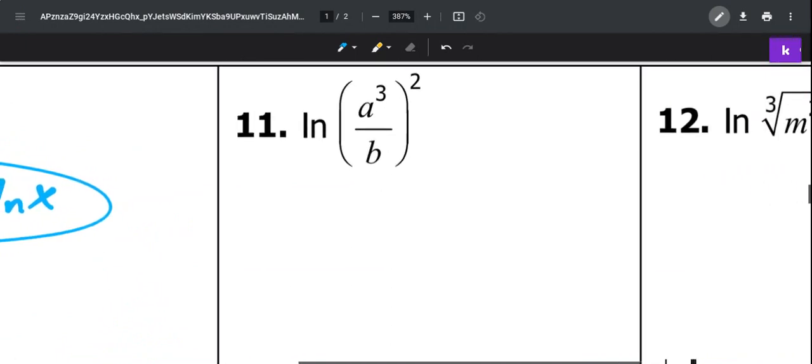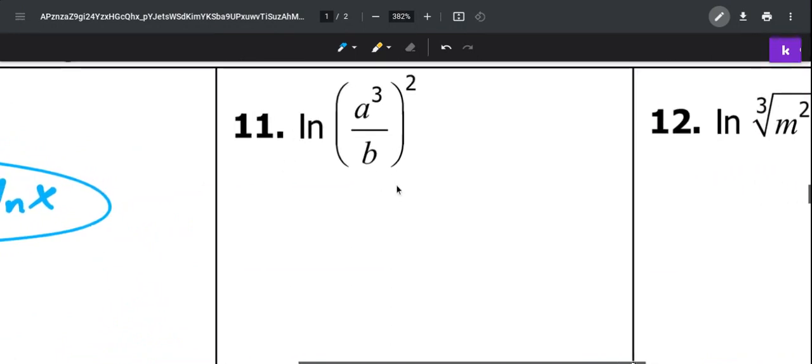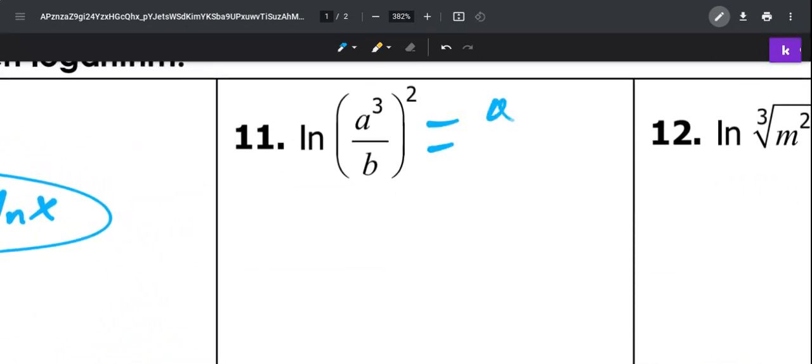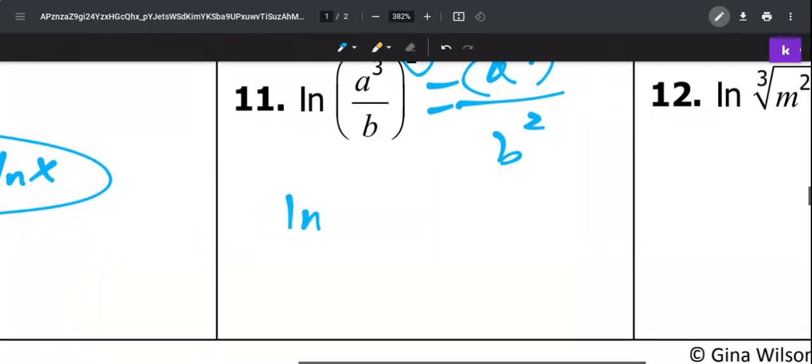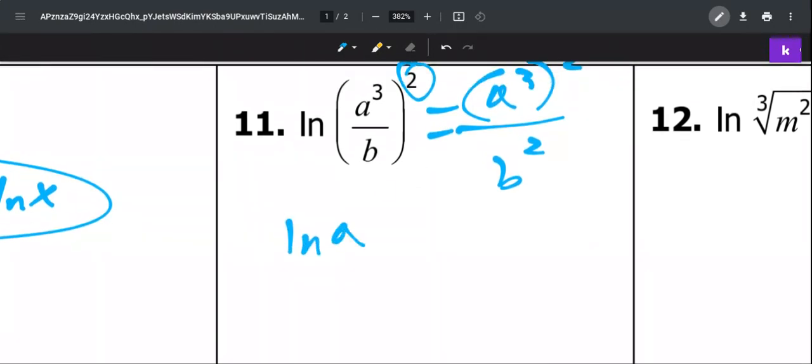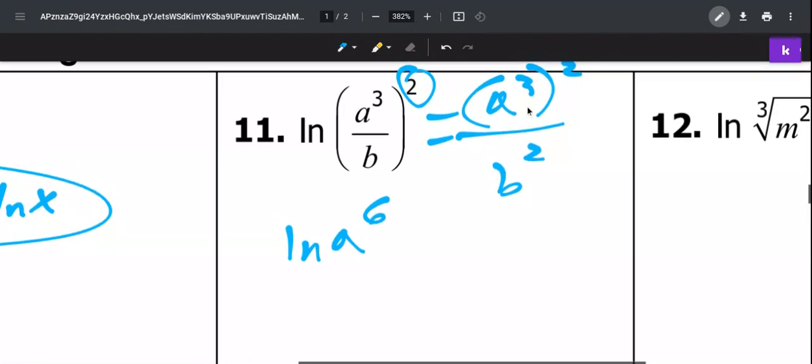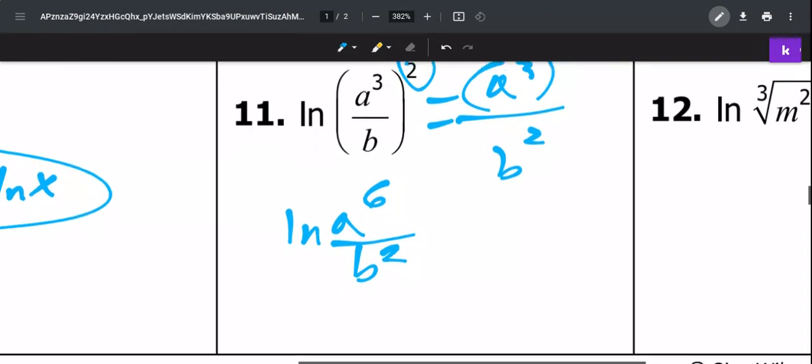There's two ways we could go about number 11. The first thing I would do is simplify. This is actually a to the third squared over b squared. That exponent 2 goes to the top and the bottom. So this would actually be ln a to the sixth, because we multiply whenever we take a power to a power, over b squared.